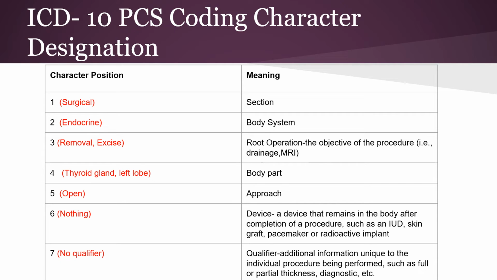So that is empty. And in our 7th placeholder, again, we have no qualifier. A qualifier is additional information unique to the individual procedure being performed, such as full or partial thickness, diagnostic, etc. So again, we don't have anything for character positions 6 and 7. In that case, when we don't have anything, we are going to add the letter Z. We're going to add letter Z for placeholder 6, as well as letter Z for our 7th placeholder.